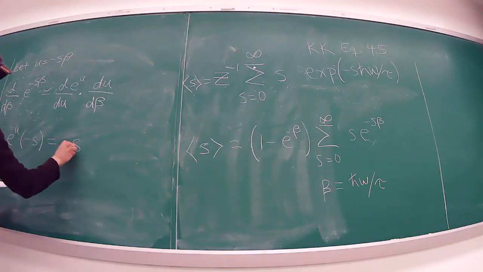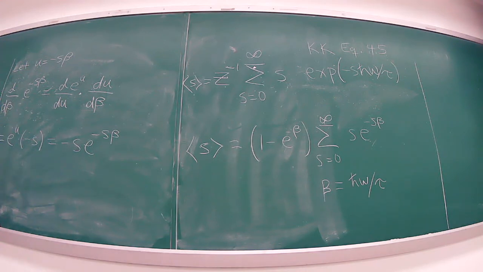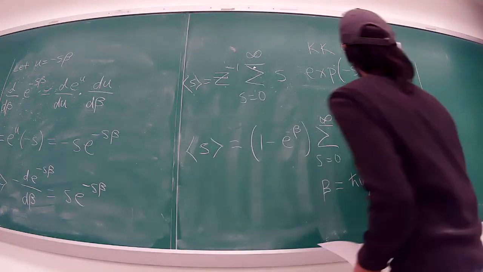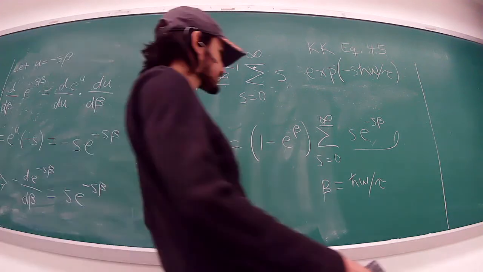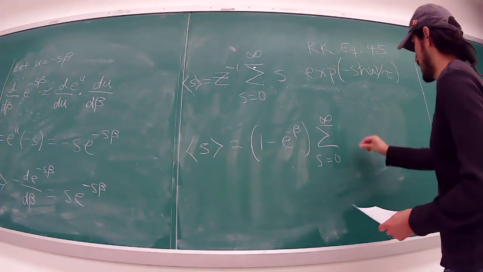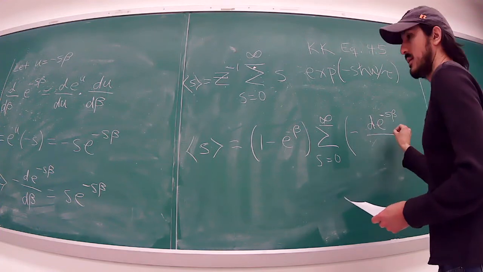So this is minus S e to the minus S beta, right? That was U. So the negative derivative of e to the negative S beta with respect to beta is S e to the minus S beta, which is this guy over here. So we can replace it. It's going to be just the negative derivative of e to the negative S beta with respect to beta.